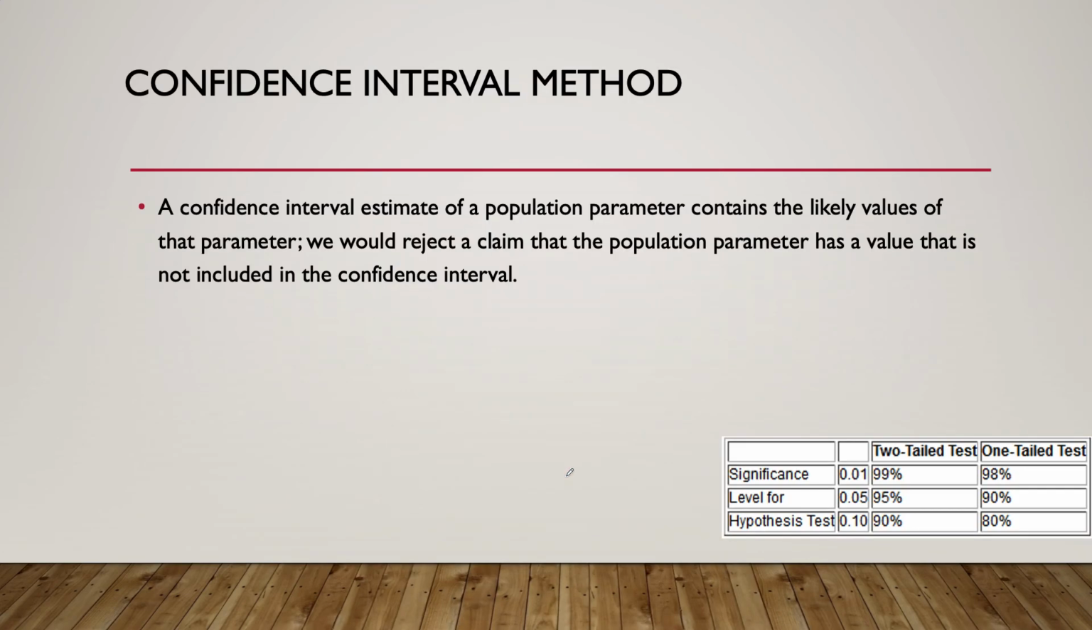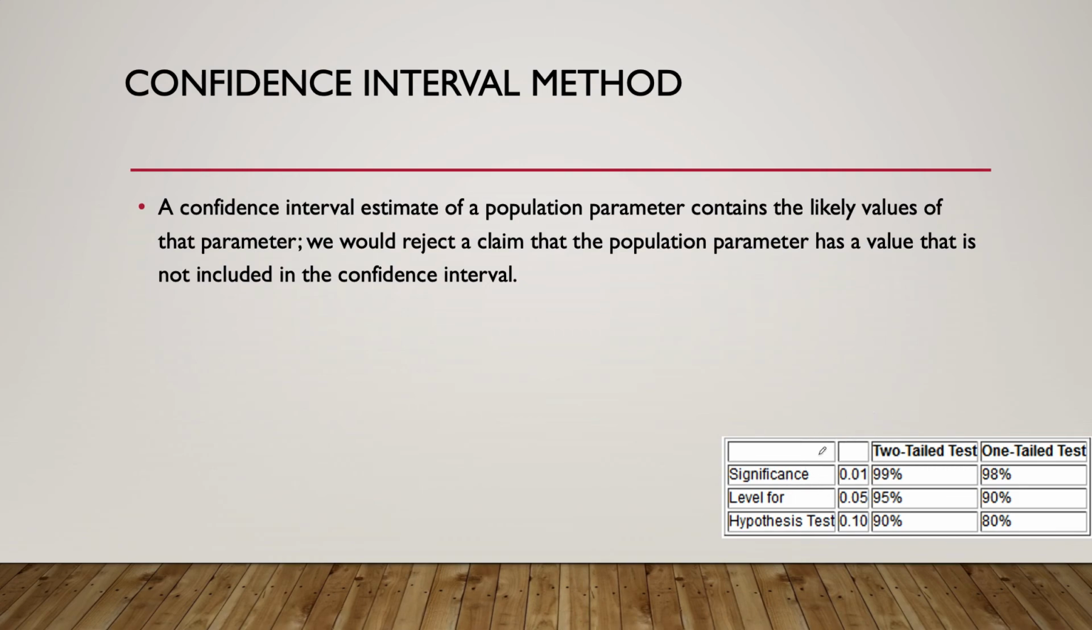The confidence interval method specifically is an estimate of the population parameter, containing the likely values of the parameter. We will reject a claim that the population parameter has a value that is not included in the confidence interval, if we were to do it this way.